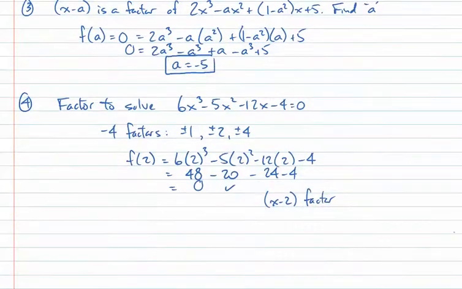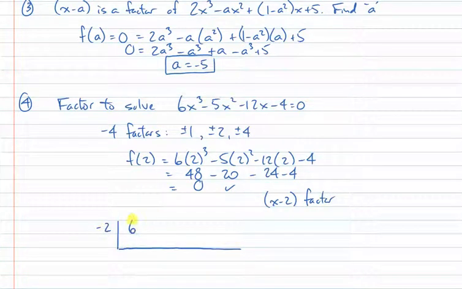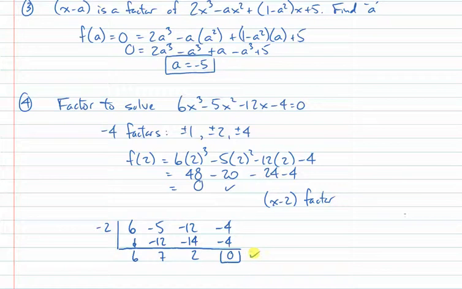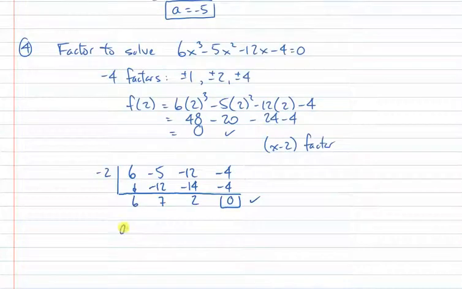Good. So what I'll do now is synthetic division with the 2 and the detached coefficients of the dividend. And we'll see what we're going to get here. We should have a remainder of 0. And we do, confirming that x minus 2 is a factor. So my quotient is 6x squared plus 7x plus 2.